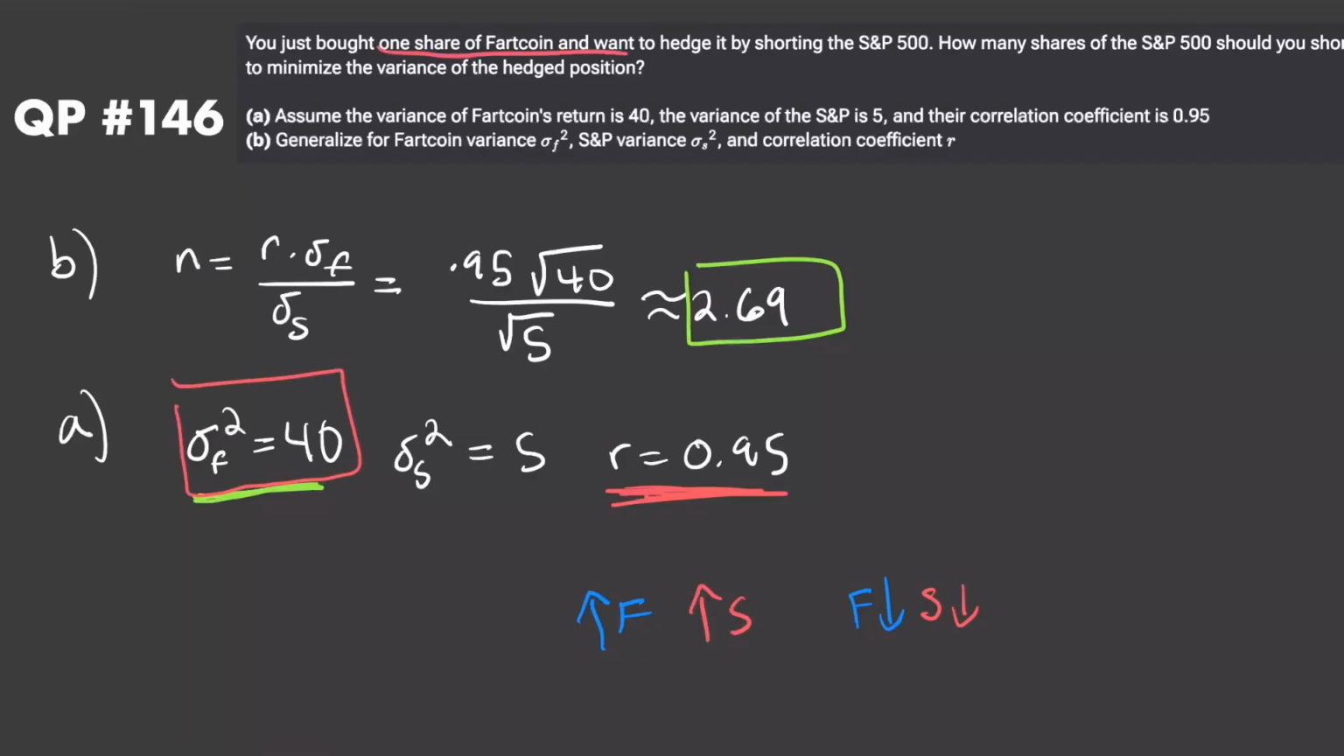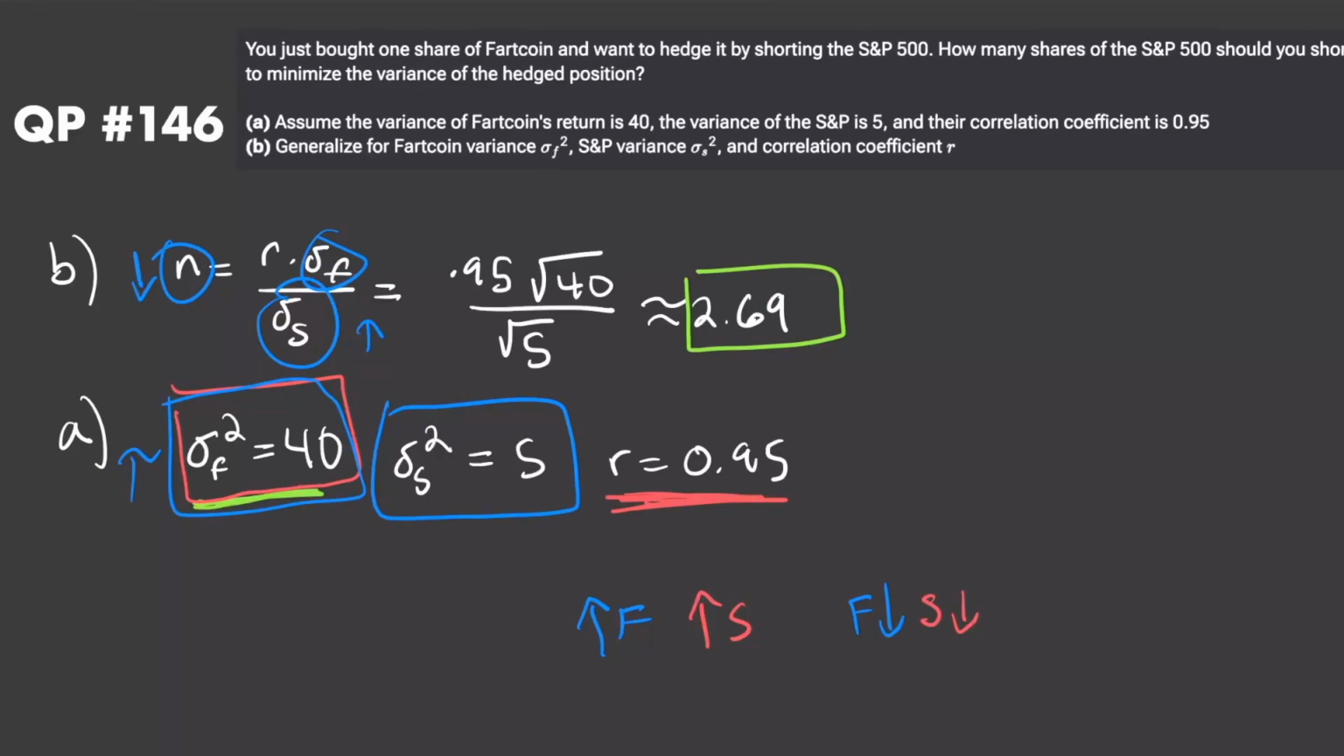Even though I only bought one share of Fartcoin, I need to hedge by shorting 2.69 times the amount of Fartcoin that I bought for the S&P 500, right? Now, as the variance of Fartcoin goes up, this term right here will go up, which will make this whole n go up, right? Which means we are going to have to short more shares of the S&P 500 to properly hedge against this increased Fartcoin variance, which is exactly what we would expect. If we increase the variance of the S&P 500, then this term right here would go up, which would make n go down, right? The number of shares that we need to short decreases. That makes sense because as this one becomes more volatile, we need less of it to basically offset the volatility of this one over here.